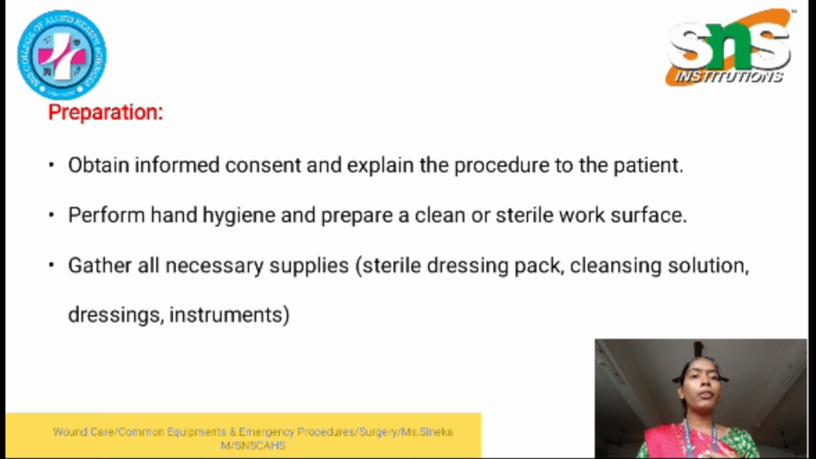Next is perform hand hygiene, prepare a sterile or clean work surface. In hand hygiene, the healthcare provider should thoroughly wash their hands before doing the wound care. Next one is gather all necessary supplies to do wound care such as sterile dressing pack, cleansing solution, dressings and also instruments.